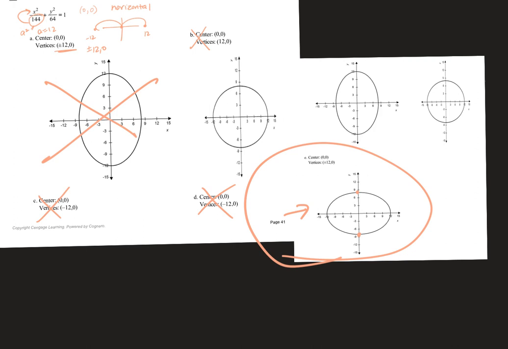Will it say if it's an ellipse and all that? Yeah, it says ellipse, hyperbola, parabola.